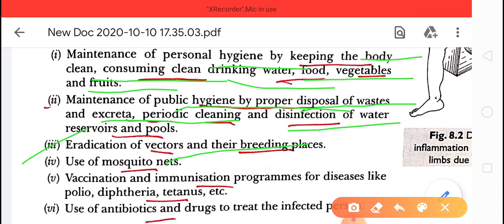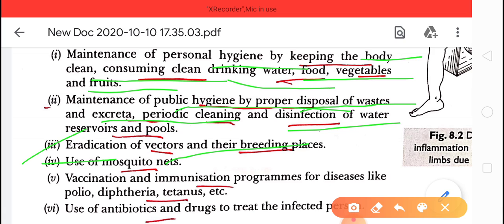Okay, mosquitoes we have to eradicate. We have to destroy the breeding places. If possible, we can use mosquito nets. And take vaccines at regular times.